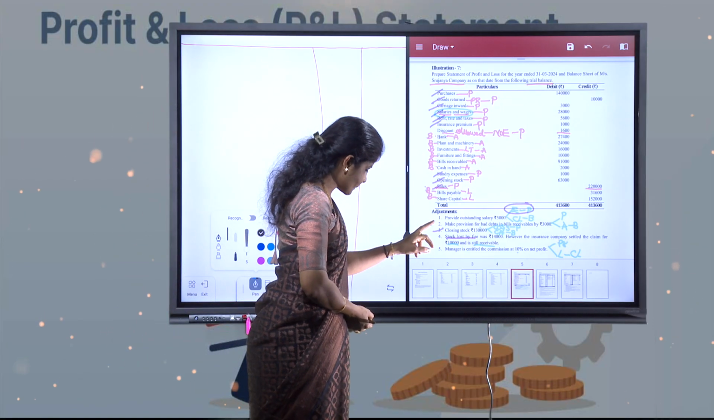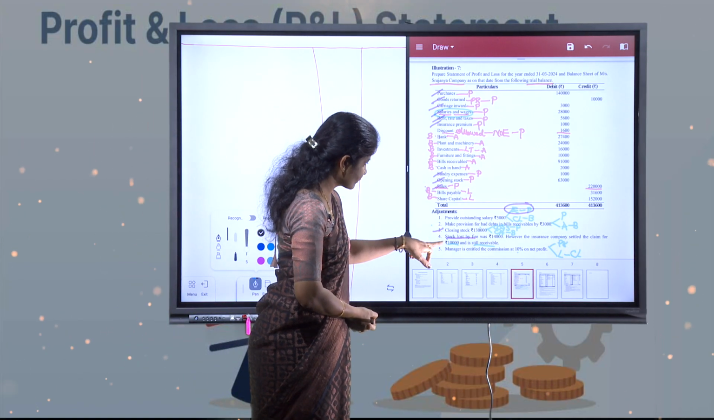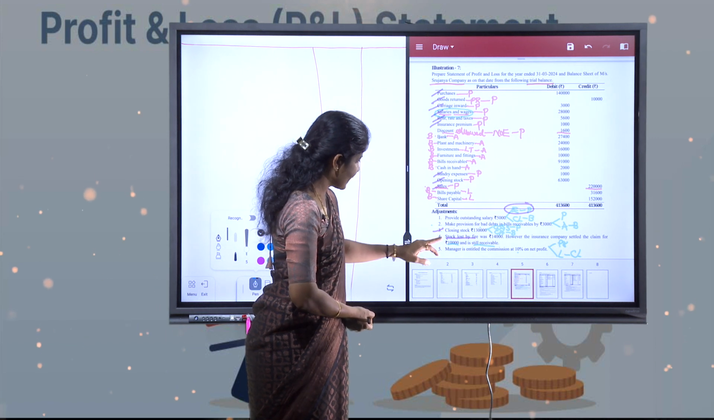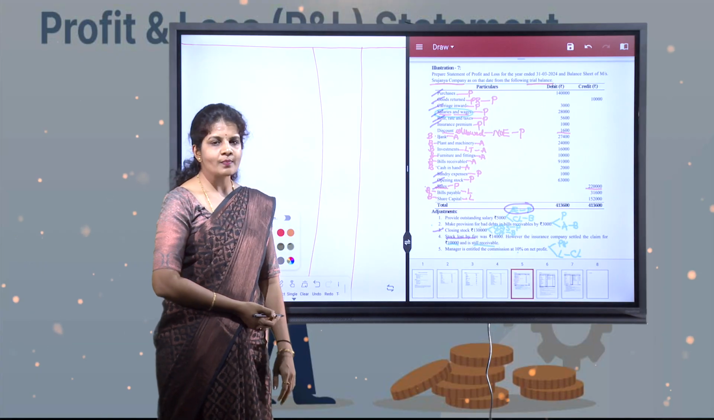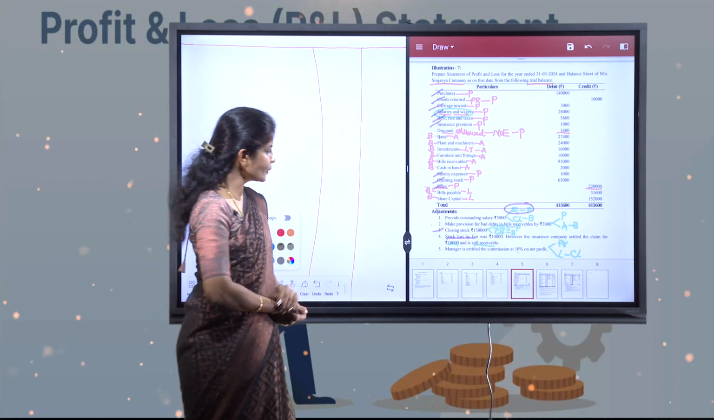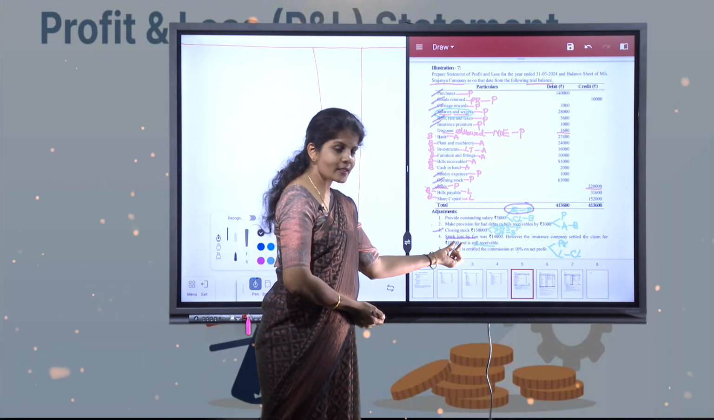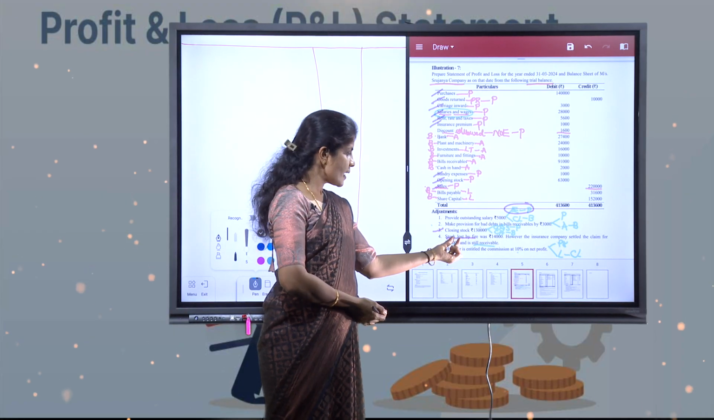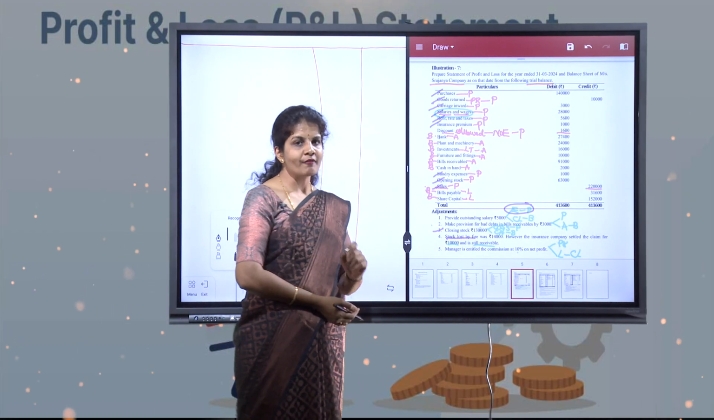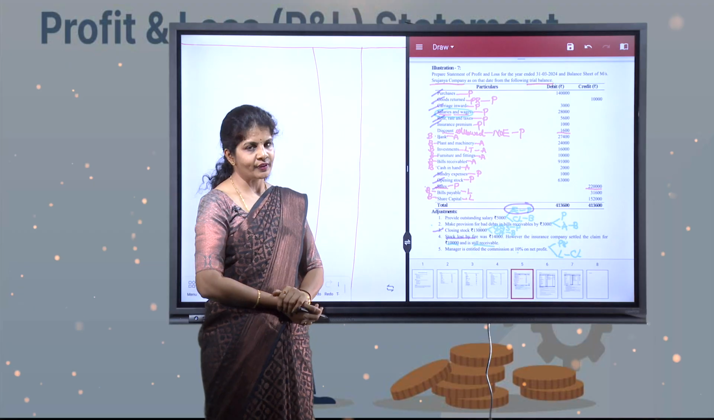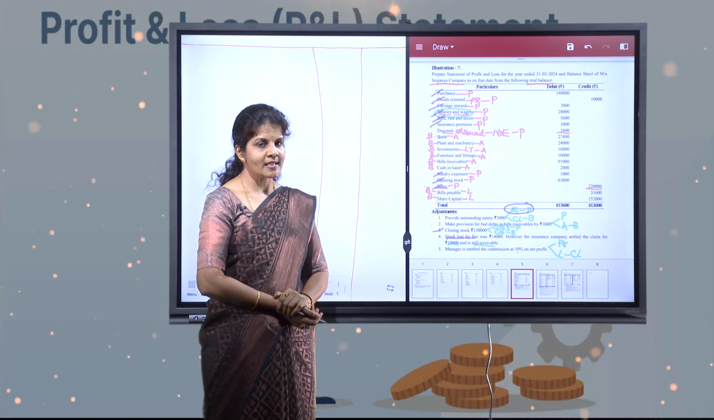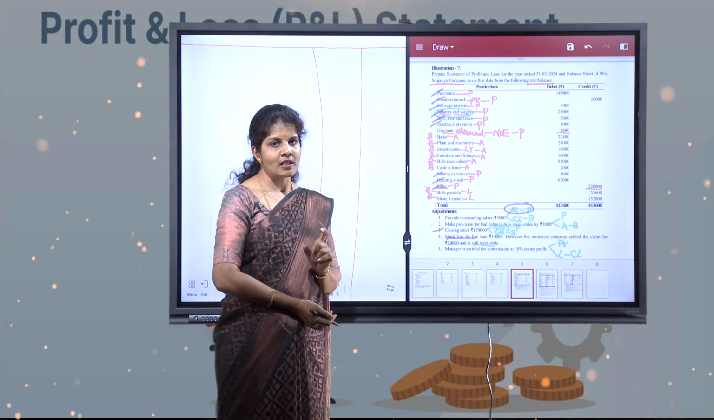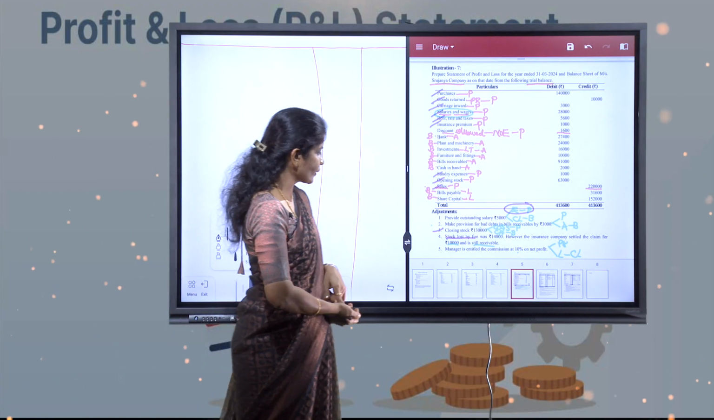Next further is closing stock. We have taken stock lost by fire. Under stock lost by fire, there is one item called loss of stock by fire. See, out of 14,000, 4,000 rupees is a loss for the company, correct? Only 10,000 is paid by the insurance company. But this 4,000 loss is a non-operating loss, not operating.